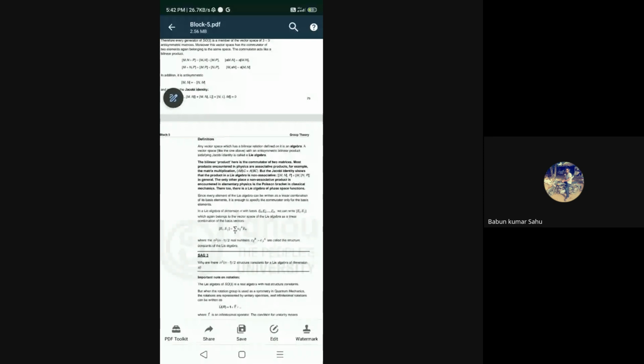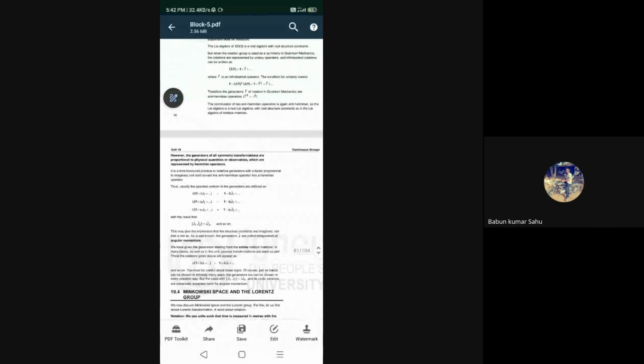Okay. Then there are different notations, which I have shown you on the screen. However, the generators of all symmetry transformations are proportional to physical quantities or observables, which are represented by Hermitian operators as shown on the screen. And your generators J are called components of angular momentum, and you will have a detailed idea of those things in your quantum mechanics course after this course. We have given the generators starting from the active rotation matrix as shown on the screen.